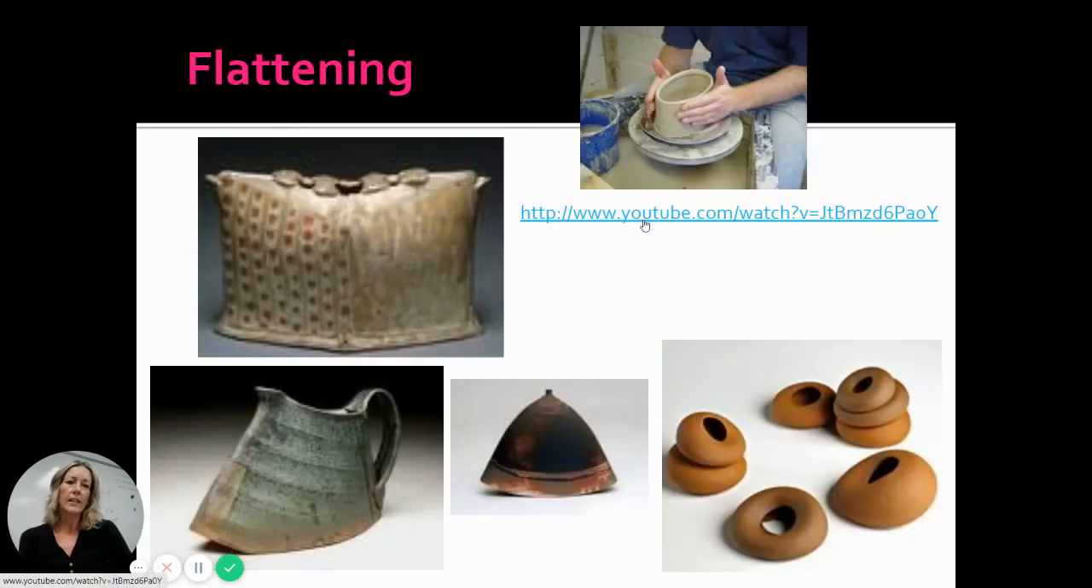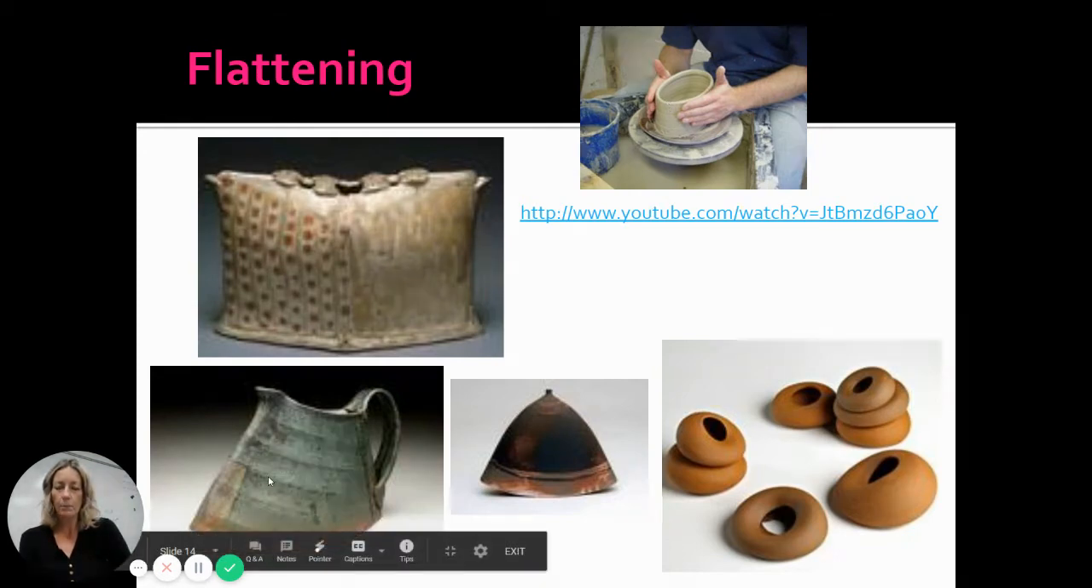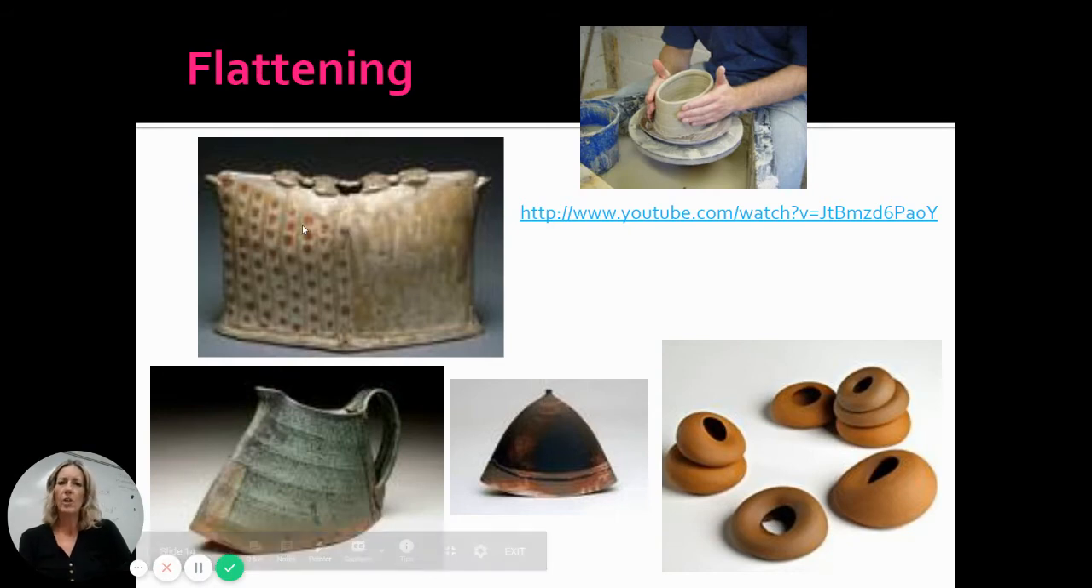Flattening, I have a link here for you to be able to watch some demos on flattening, but flattening is about manipulating it while it's still wet clay on the wheel. After you throw a cylinder, you can bring the walls together to turn it into an oval form. And there's a variety of degrees. It can wind up like this picture down here that is extremely flattened and narrow, or it could be like this where it's still rounded and pillowy and puffy.